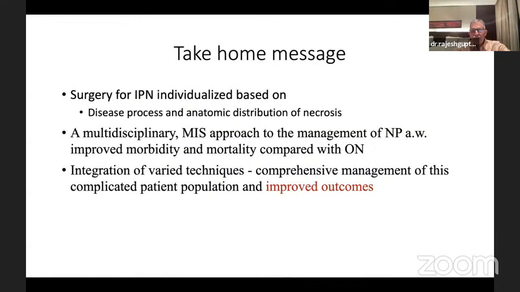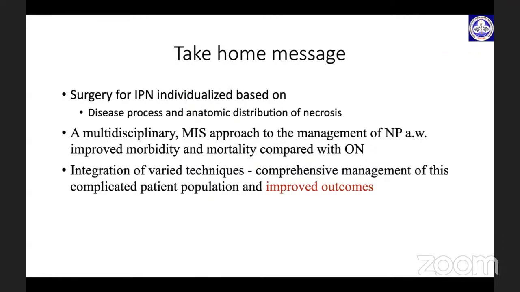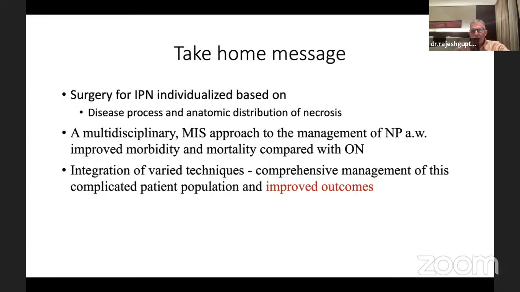So my take-home messages from this would be: surgery for IPN is to be individualized based on the disease process and the anatomic distribution of necrosis. A multidisciplinary MIS approach to the management of necrotizing pancreatitis is associated with improved morbidity and mortality compared with open necrosectomy. Integration of various techniques is required for comprehensive management in these patients for improved outcome, and that may also include in future combining VARD with percutaneous endoscopic approaches, where we have given an access and endoscopists can probably take care of the paracolic areas where surgically we have issues, because that flexible endoscope can reach those areas. Thank you, sir.